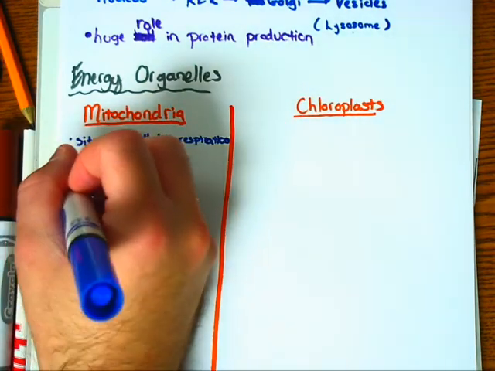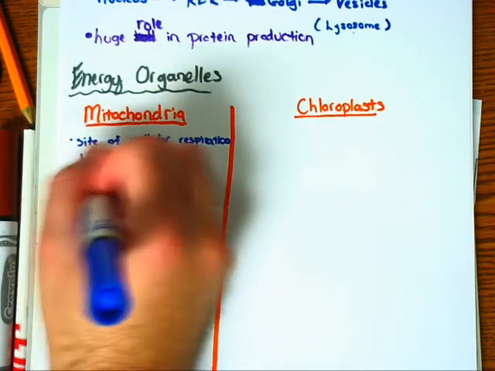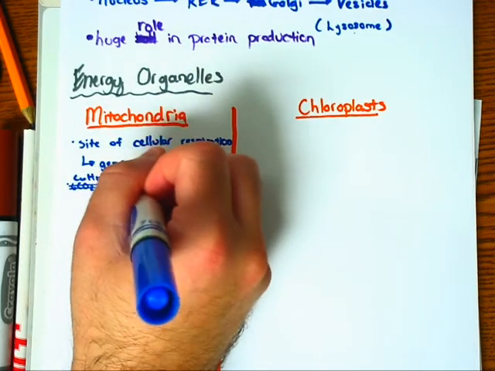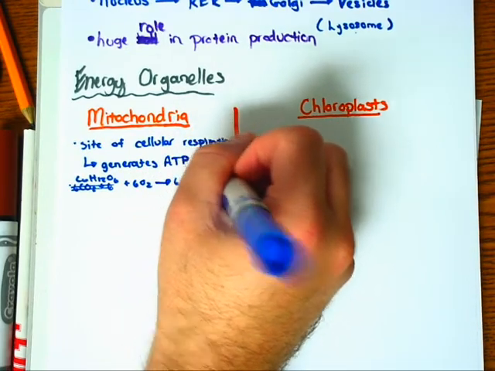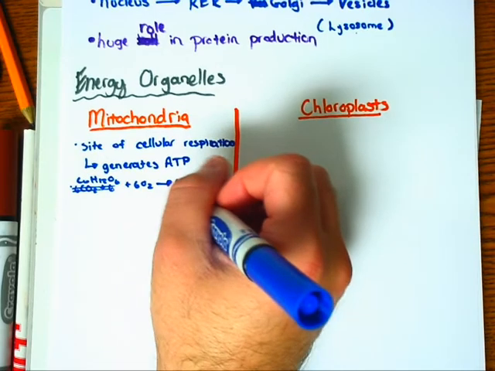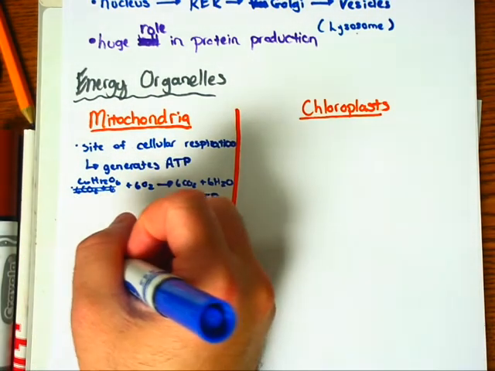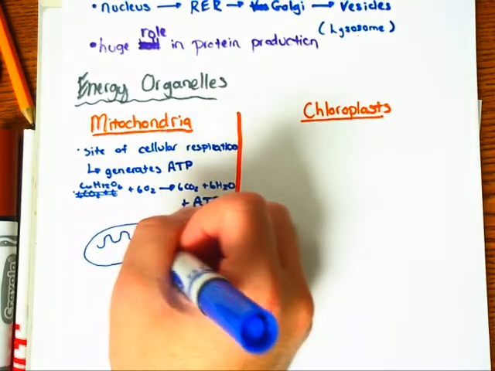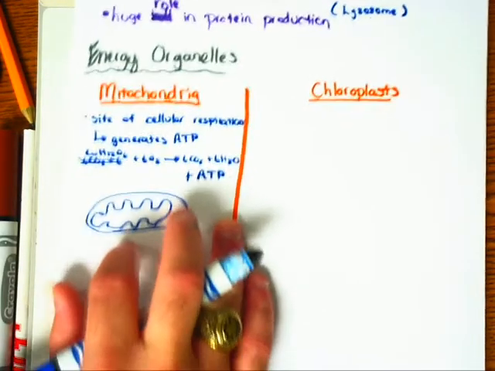Remember the formula is C6H12O6 plus 6 O2s to produce 6 CO2s and 6 waters. When you do that reaction, you also produce some free energy that can be used to generate some ATP. And I've drawn a little mitochondria there.